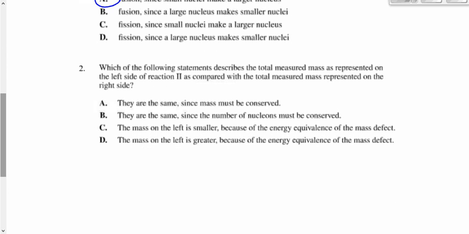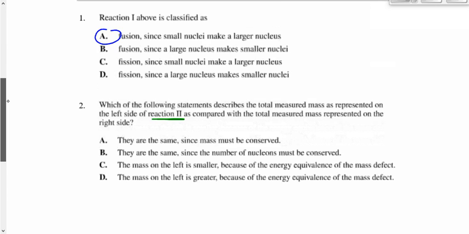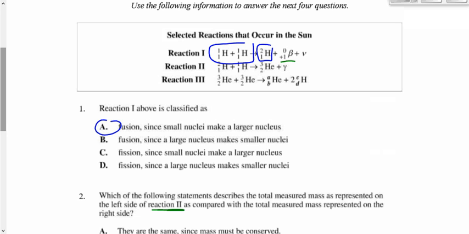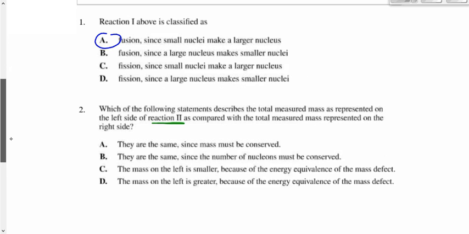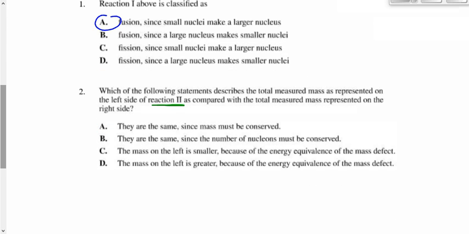2, which of the following statements describes the total measured mass as represented on the left side versus what's on the right side. This is reaction 2. Doesn't really matter though. Reaction 1, reaction 2, whatever. On the left side, what do we know about the mass compared to the mass on the right side? The left side is bigger. We lose mass. What's that missing mass called? Mass defect. And the energy equivalent of that is what we call the binding energy. So we're going to say the mass on the left is greater because of the energy equivalence of the mass defect. The answer is D for that one.